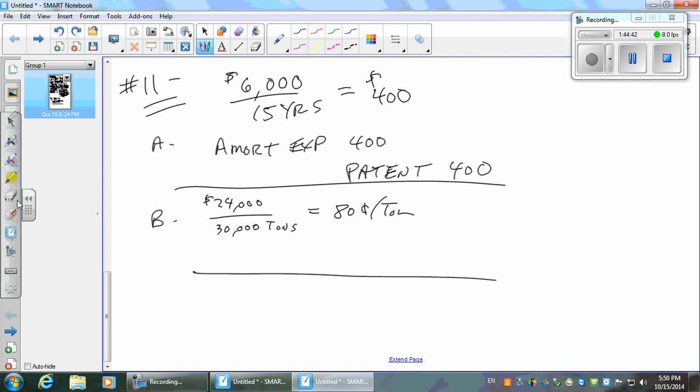The following tons were extracted: 2010, 2011, and 2012. What year am I doing, you guys? 2012. I think I'm going to take 80 cents times 4,000 tons. What do you guys think? How much is that?